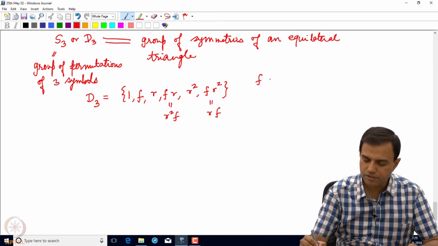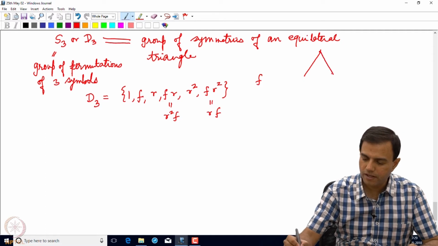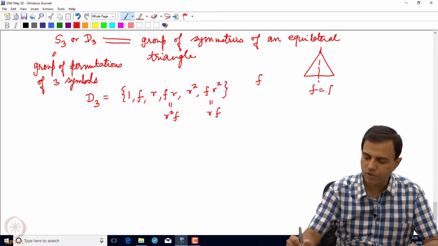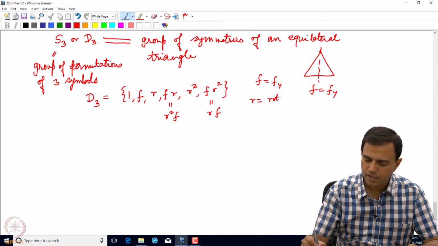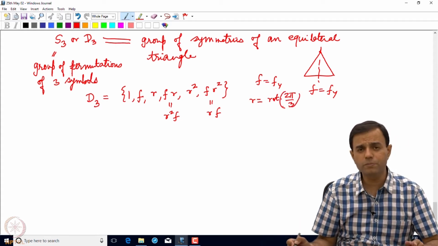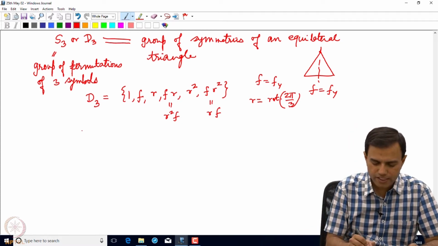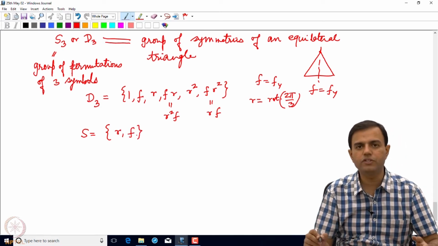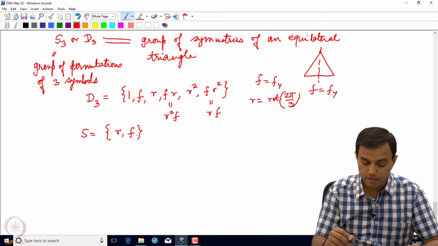So here's a triangle. F, if you want, is flipping about y-axis, and R is rotation by 2 pi by 3. So what would be the Cayley graph? So I take generating set as two elements R and F. R and F generate the whole D3.